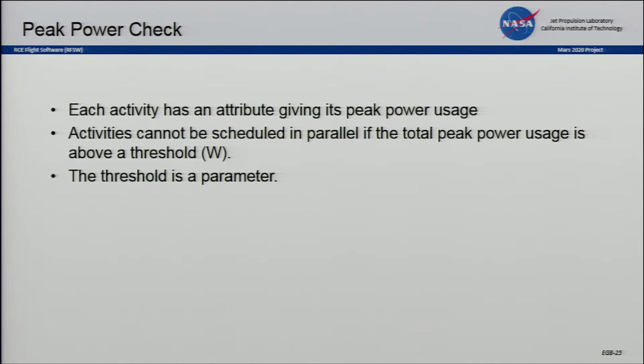We also have a constraint on the amount of peak power, which can be a spike at one moment in time where all the activities collude to give you a worst case spike in power. We want to avoid that, and so we can track that. There's an attribute that comes from the ground giving us peak power for each activity. If we add those all up at a given moment in time, we would know if we exceed a given threshold there.